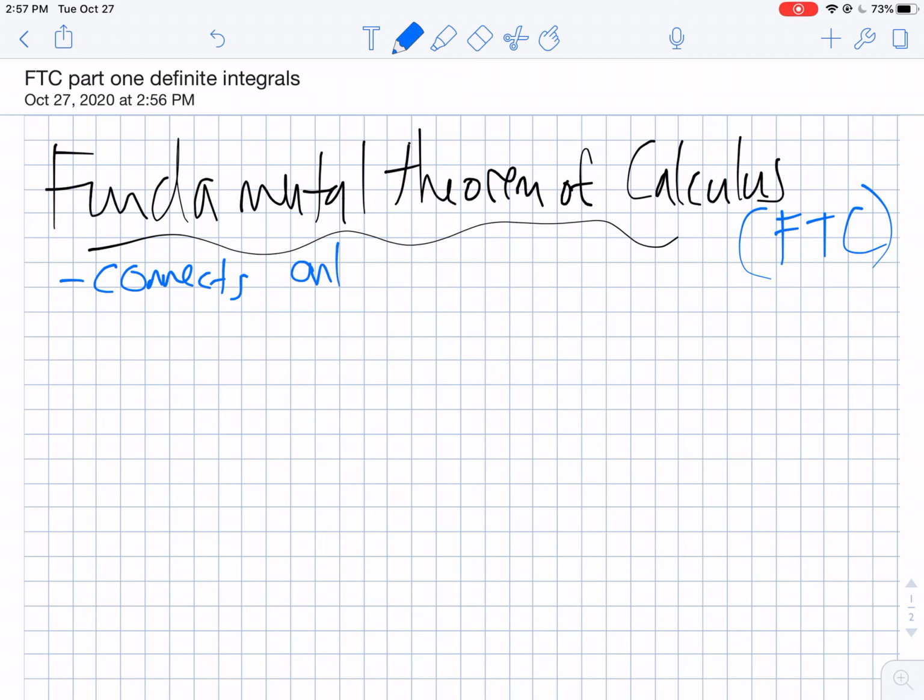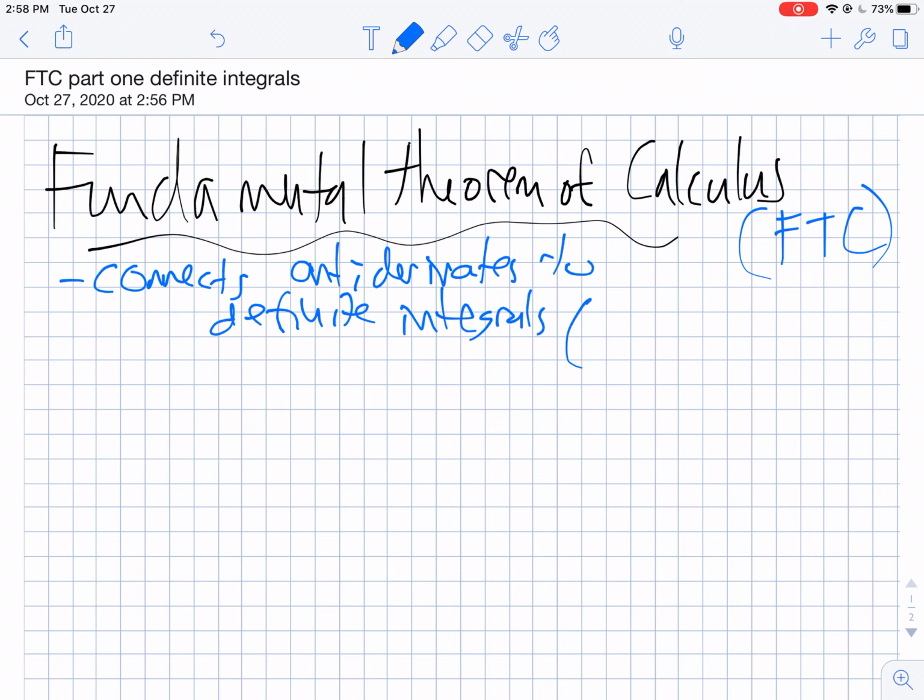It connects antiderivatives, so the opposite of a derivative, to definite integrals, which of course we do as area under a curve. So it shows that there is indeed a relationship between finding the area under a curve and doing the opposite of a derivative. So without further ado, here's what this tells us.